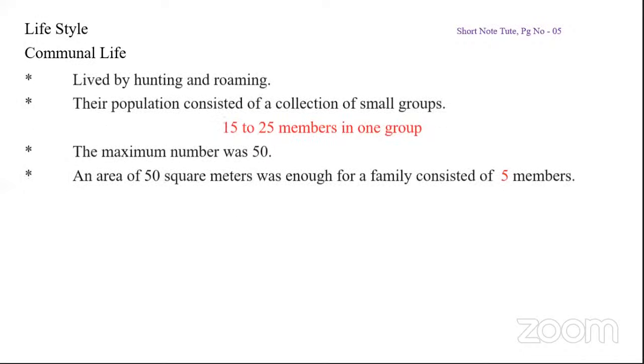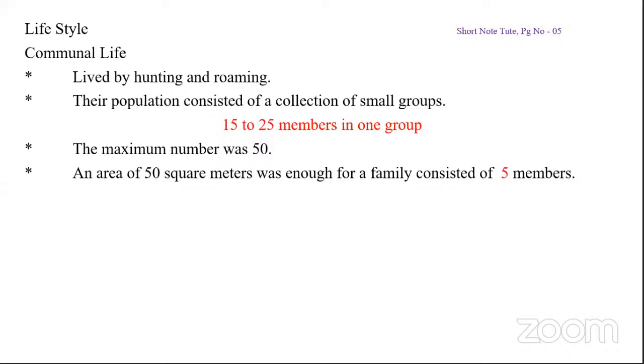Now we'll go on. So this is the main question, the lifestyle of the Stone Age man. That is on page number 5 in the short note about the lifestyle. Communal life, so that means how they lived, in groups or individually. When we come to that, they lived by hunting and roaming. Those were the main livelihoods of these people.